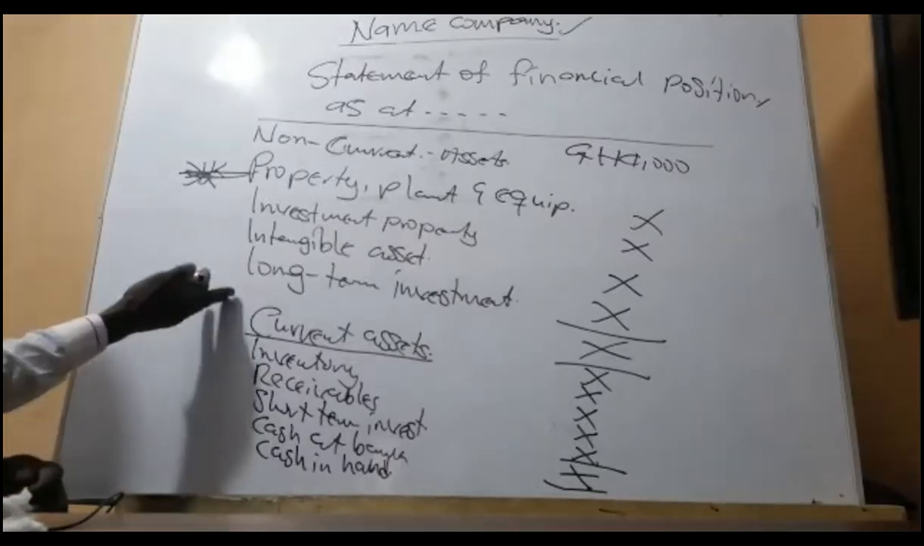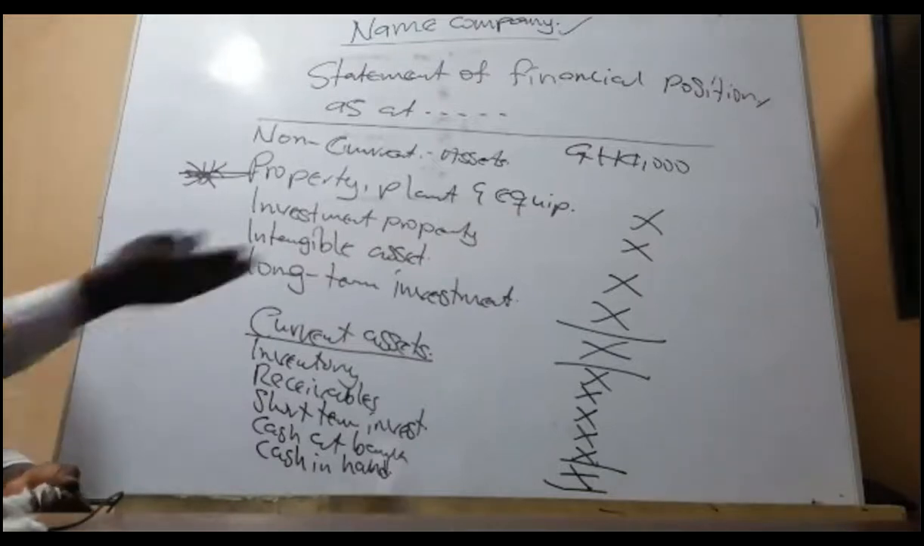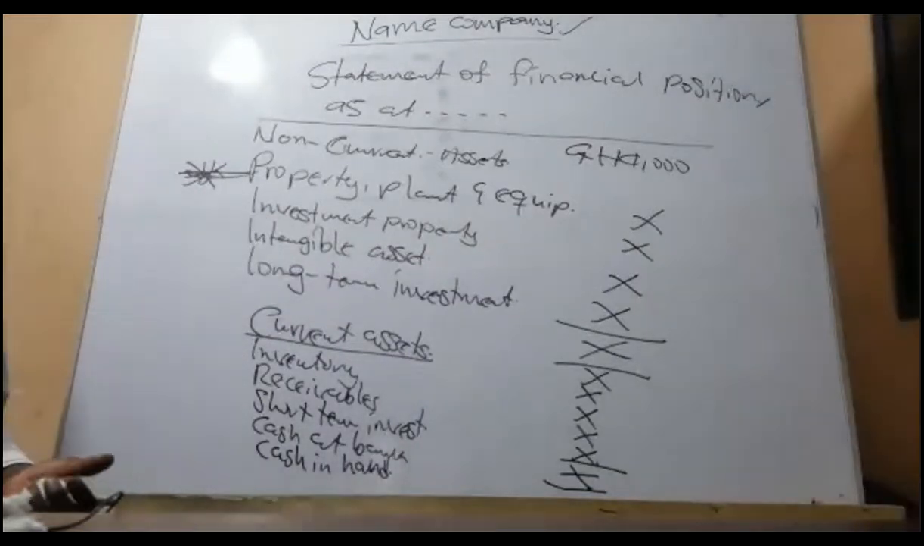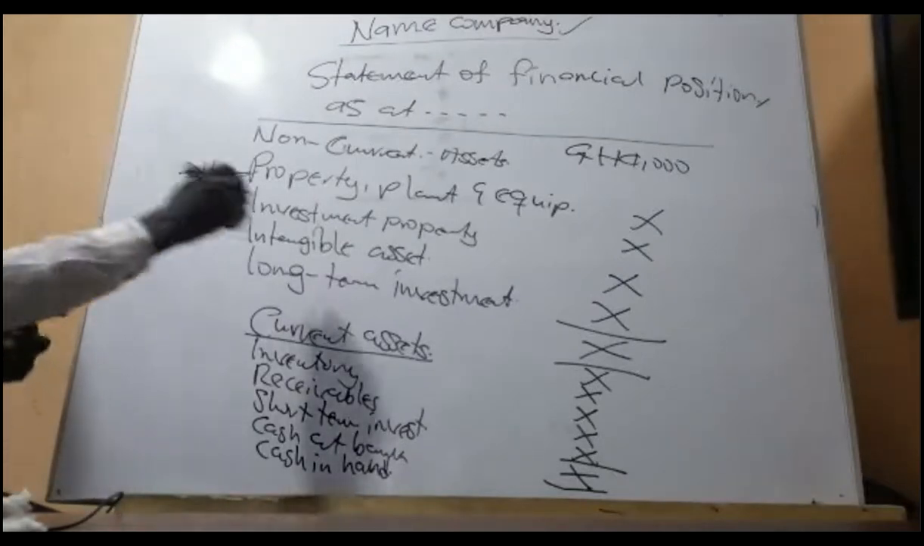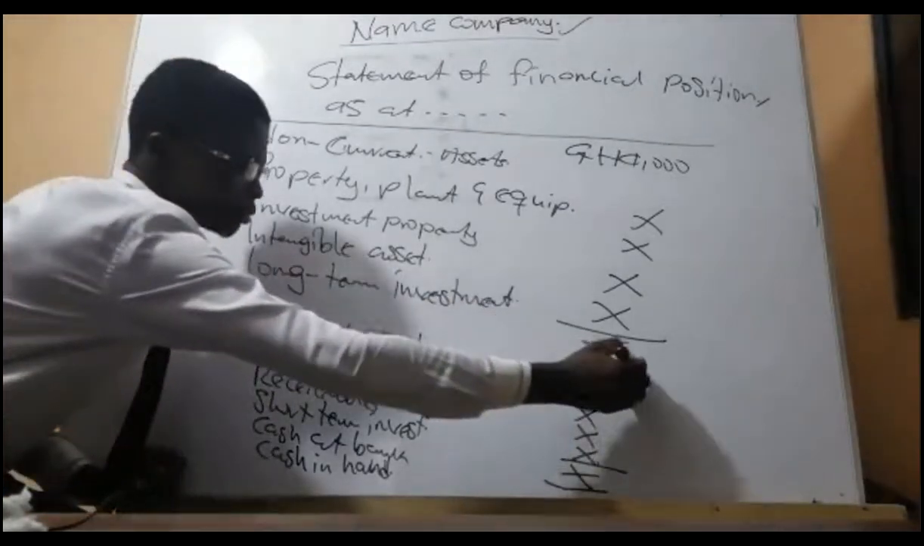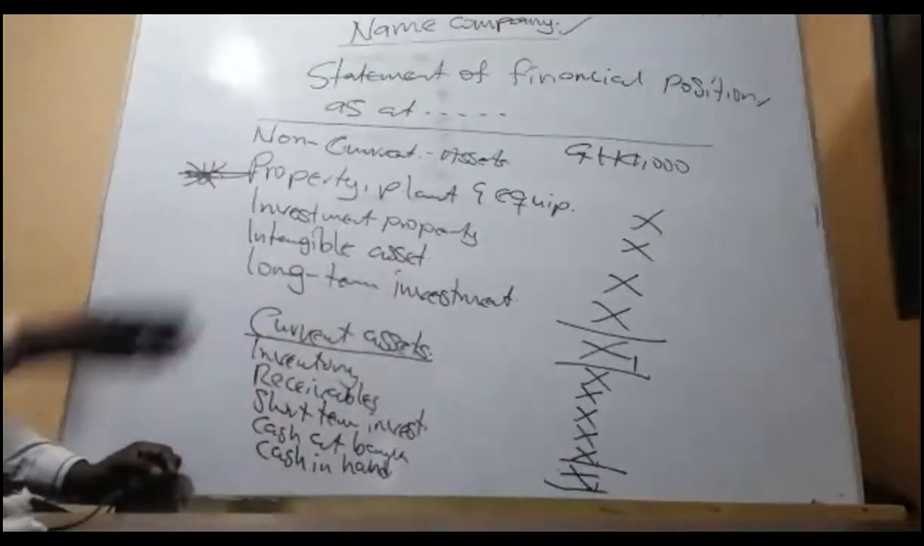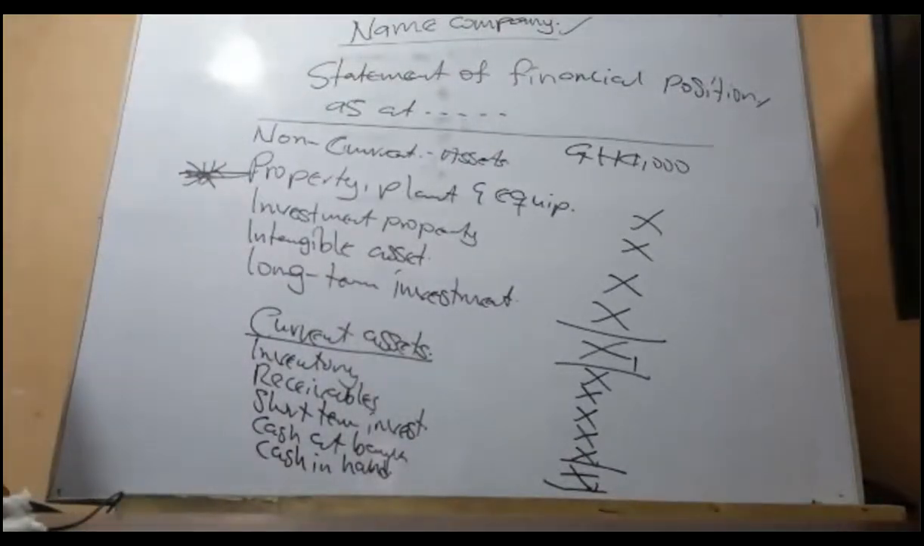Even if you name it and the figure is wrong, it's wrong. If you don't name it and the figure is correct, they mark it correct for you. So here we want to save time. Then what will be the next item? Now we have total non-current assets. We have total current assets. So putting these two together, we call it what?